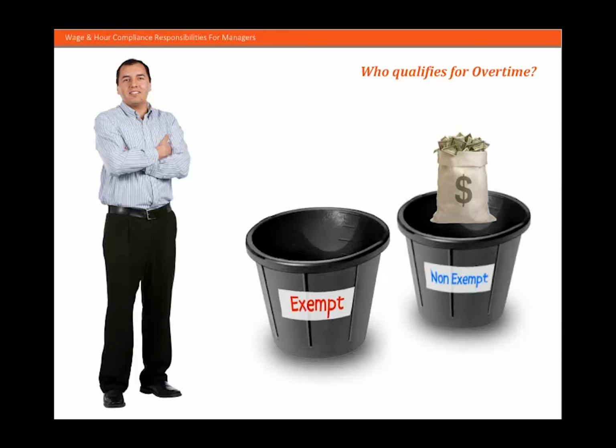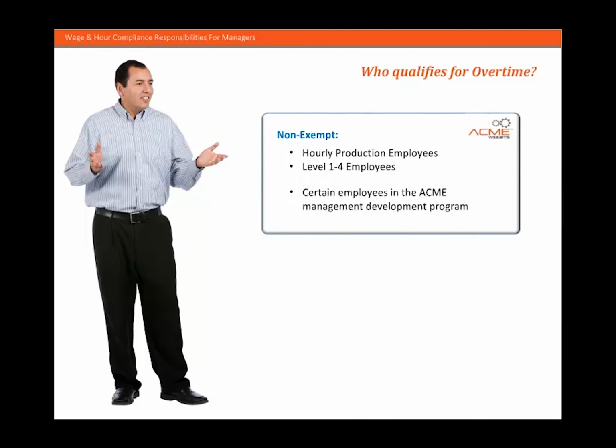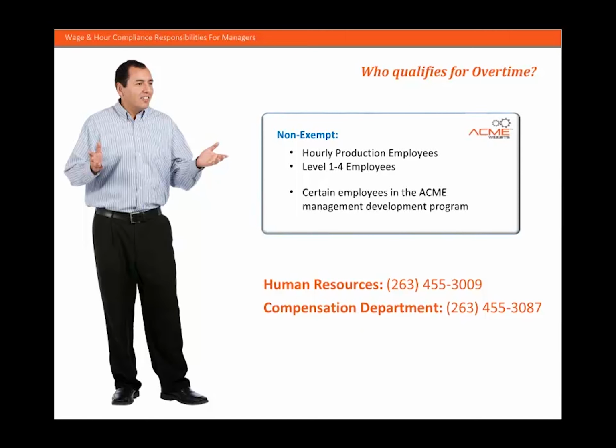Corporate Compensation determines if a position is exempt or non-exempt based on a job description submitted by the manager. The job description is reviewed according to a set of standards under FLSA and categorized as either exempt or non-exempt. Here at Acme, hourly production employees and employees in levels 1 through 4 are considered non-exempt and are therefore eligible for overtime payment. Note that there may be some employees in certain management development programs that are also non-exempt. If you have any further questions, contact Acme Human Resources or the Corporate Compensation Department regarding any exempt or non-exempt statuses for job descriptions in your department.